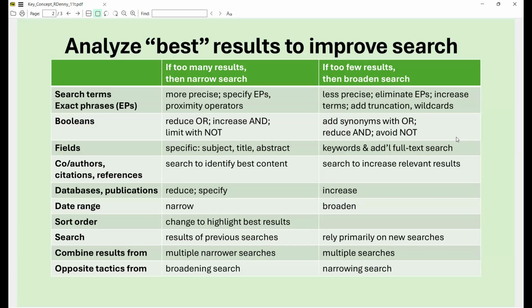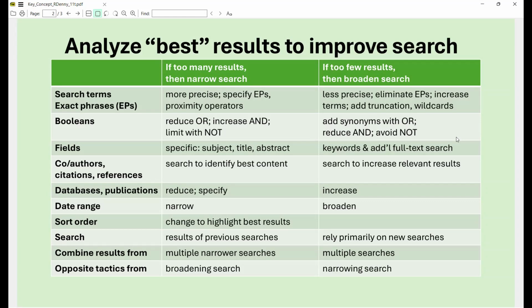Once we first get results in any new search, we can analyze the best results to improve our search. And there are two basic cases. One is if we have too many results, then we need to narrow the search. So in terms of search terms, we need to become more precise, perhaps specifying exact phrases, employing proximity operators.